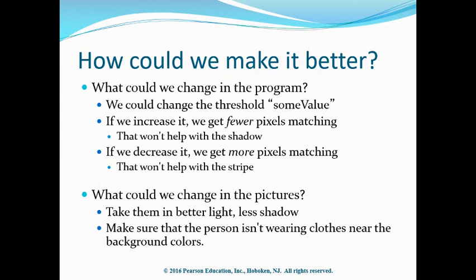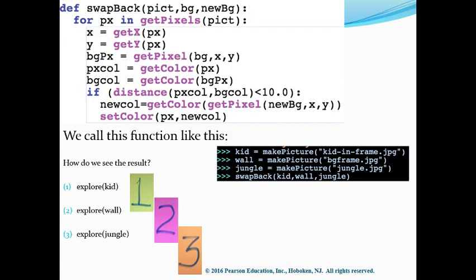What could we change in the program? We could change the threshold value. If we increase it, we get fewer pixels matching. That won't help with the shadow. But if we decrease it, we get more pixels matching. That won't help with the stripe. What we could change in the picture: take them in better lighting, less shadow. Make sure that the person isn't wearing clothes near the background color. So here's an example, and we want to know what calls this function like this.